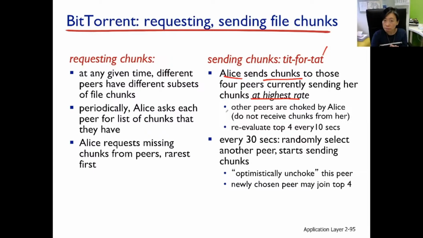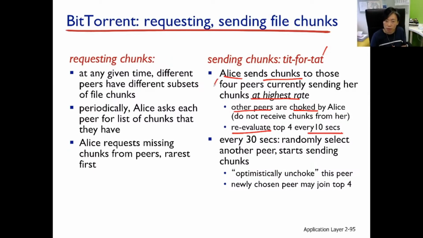But this simple strategy might create a problem. Other peers that are not sending at the highest rate will be choked. These guys might not get a chance of downloading certain chunks from Alice at all. This is actually not quite that good. So Alice will reevaluate the top 4 every 10 seconds. Those peers who discover that they're choked, that they're not downloading any chunks, might decide to contribute more uplink capacity. As a result, they might get some chunks from Alice back the next round, the next 10 seconds.